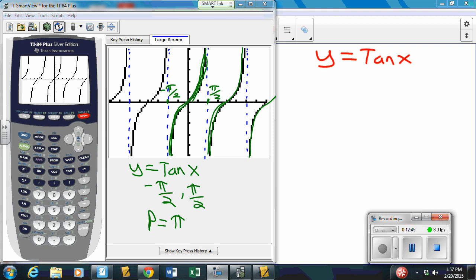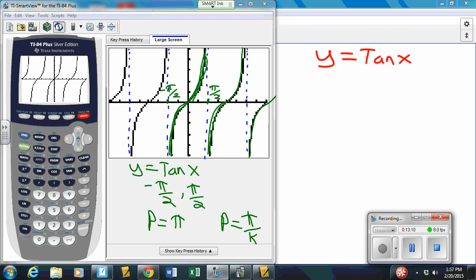One of the things we are going to talk about today is how the period changes. We talked about that with the sine and cosine functions. We learned that the period changes, and the formula for it is 2 pi divided by k. So what do you think the formula for the tangent is going to be? Pi divided by k. So the period is going to be pi divided by whatever k is.